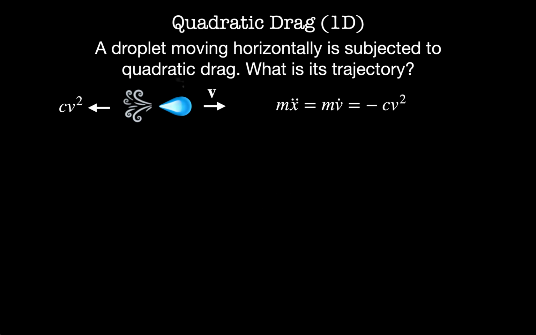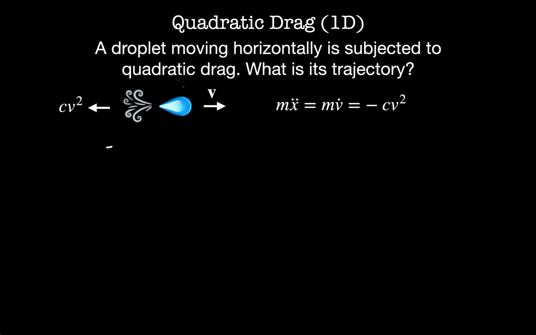In this example, we have a droplet moving horizontally that is subjected only to quadratic drag, and we'd like to figure out what its trajectory is. So here we have our equation of motion. We've got m x double dot, or equivalently m v dot, is equal to minus c v squared. So this is our drag term. And you'll notice that this is, again, a separable differential equation. So let me group terms and then we can integrate.